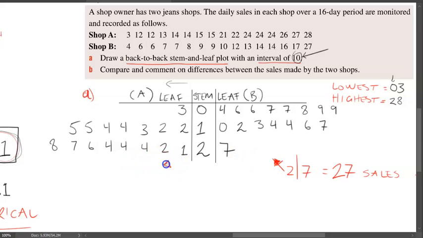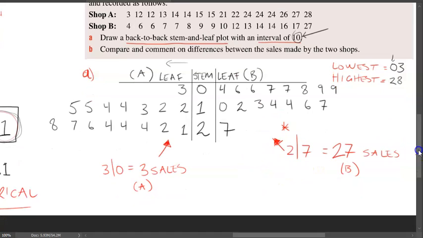So to compensate for this, I tend to write another key for the other part, and I'll just write 3|0 is equal to 3 sales. And this is just for the other part, so for A. Because remember, the key is purely there for the reader to be able to interpret this information properly. If you use just this, that seems not as much information as is recommended for the reader. This is my honest opinion.